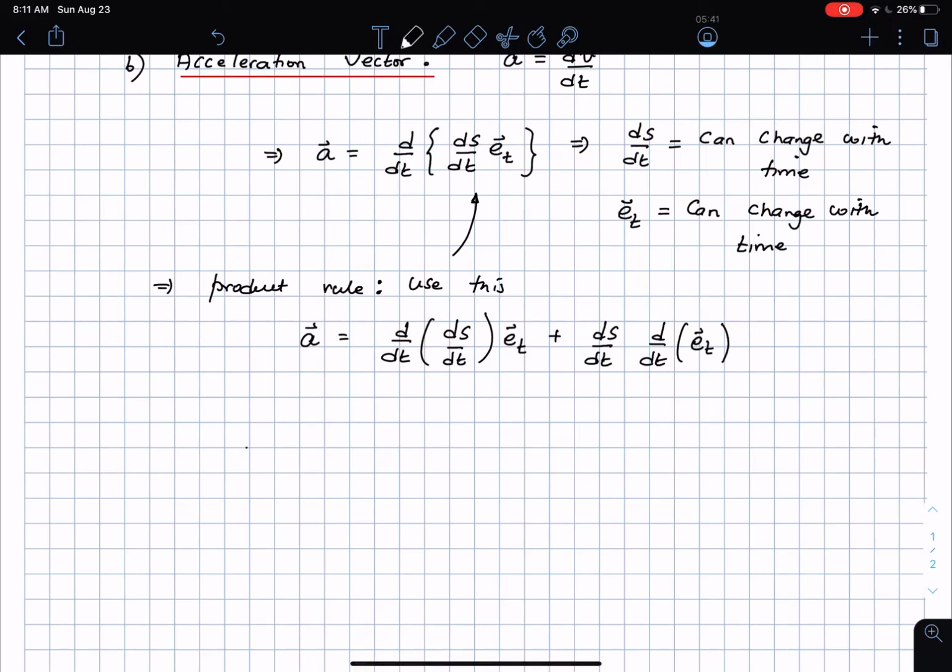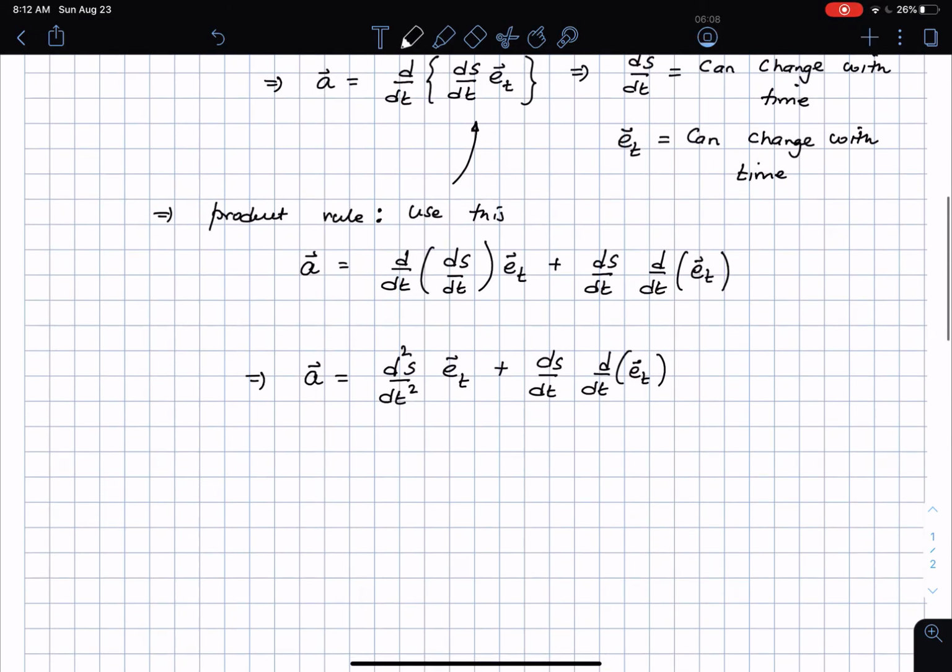So I can say that acceleration a is d square s by dt square times e of t plus ds by dt times this quantity d by dt of e of t, which I'm going to leave as it is for the time being. But we will eventually reduce it to the following form later on. Now ds by dt is the speed v.